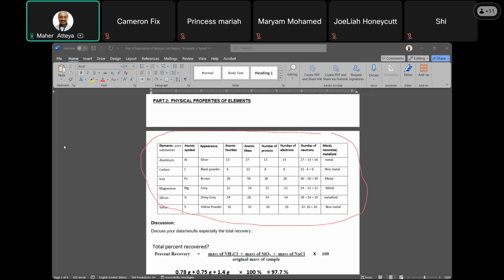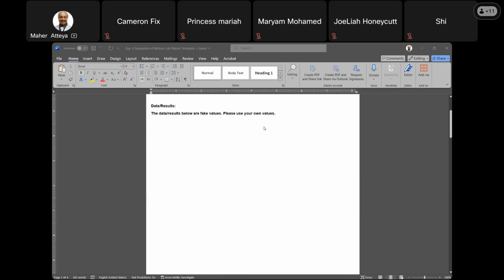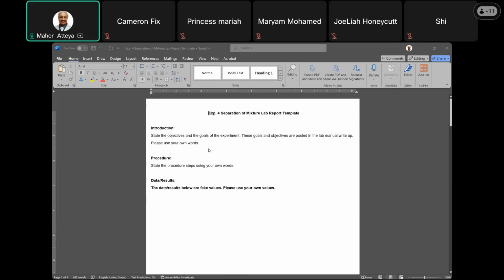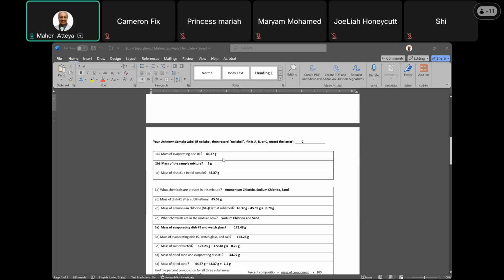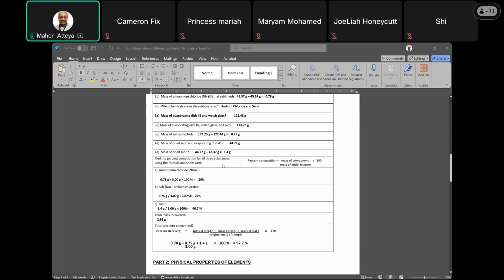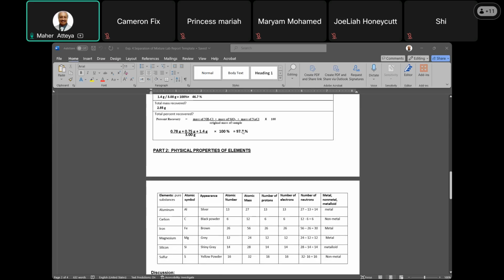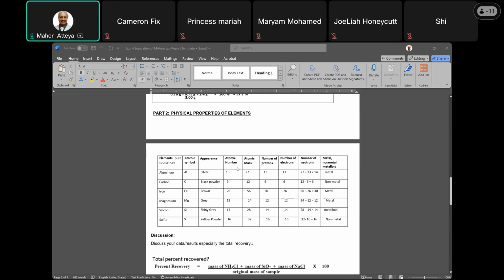How does it look? But this is just a template here. Let me take this one out. So as I said, if you look, this is starting with the introduction. Write it on your own. See, that's a template. For the procedure, state your own procedure, from the lab report, the lab procedure. I'll show you here. This is the data. That's what you have to copy as is, because we are not doing the actual experiment.